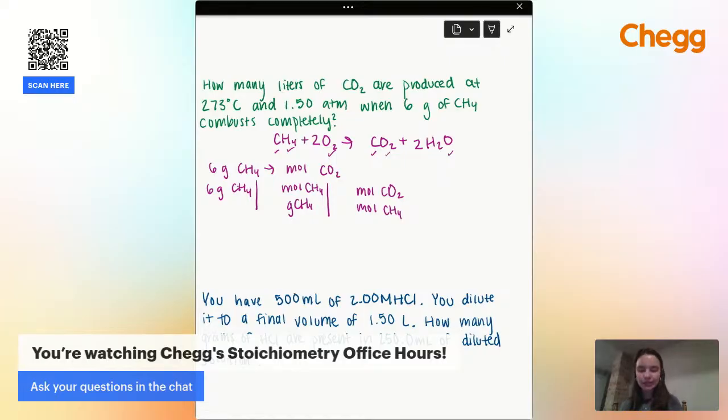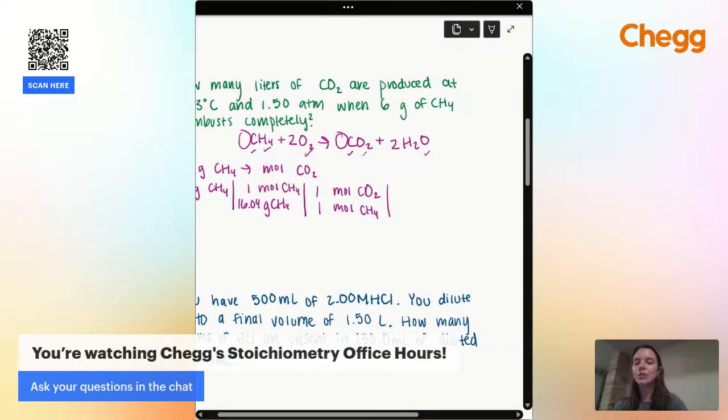All right. If you put this in your calculator correctly, you should get 16.04 grams per mole of CH4. Then to get that mole to mole ratio, again, we look at the coefficients of the balanced equation. So CH4 has a 1 or an imaginary 1 in front of it. CO2 also has an imaginary 1 in front of it. So now let's just divide 6 by 16.04. And if we put that in our calculator, we should get 0.374 moles of CO2.